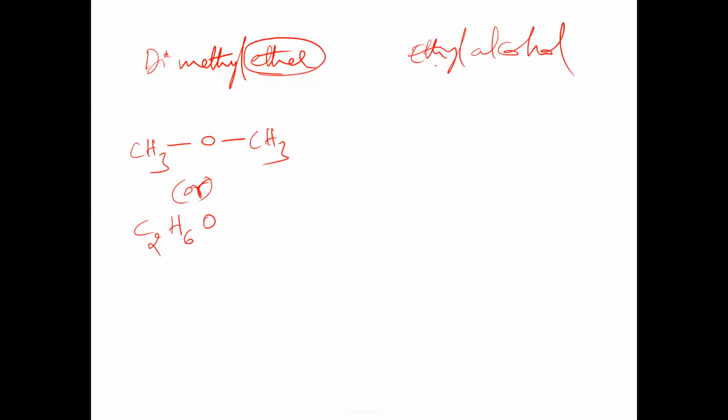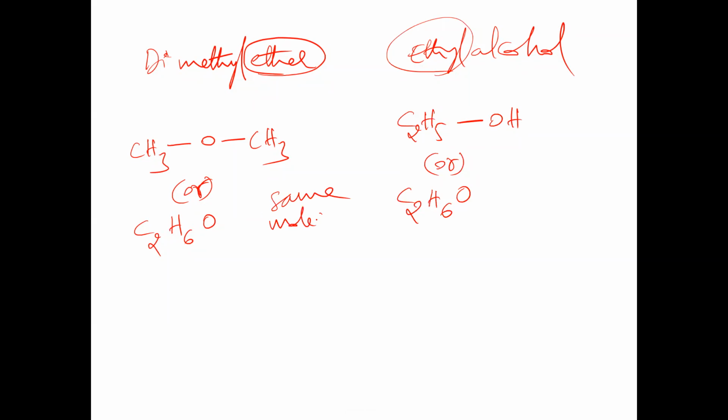And here, ethyl means which group? C2H5. Bond, alcohol indicates OH. Now tell me the molecular formula here. C2, H totally how many? H6. How many oxygen atoms? 1. So C2H6O. Both are having the same molecular formula. Both have the same molecular formula.